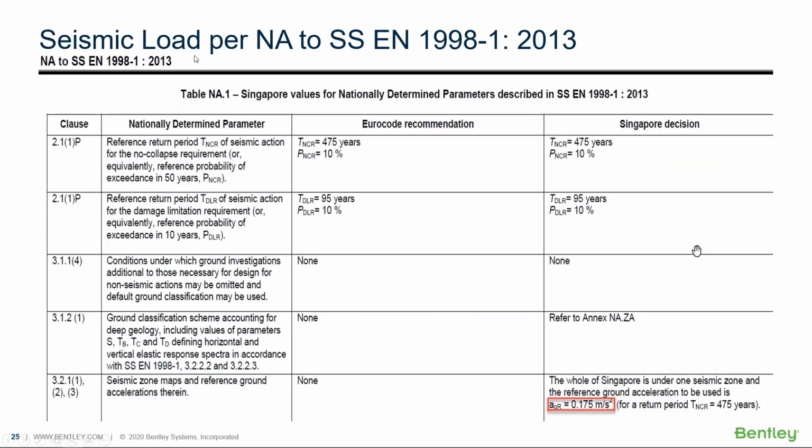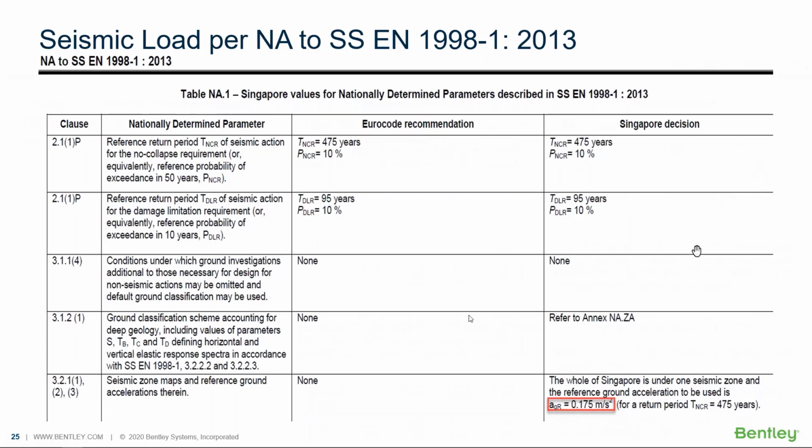Next, going for the seismic load national annex for Singapore. You can see at the bottom right side corner, the whole of Singapore is under one seismic zone, and the reference ground acceleration to be used is 0.175 meters per second square. This is for the whole of Singapore.